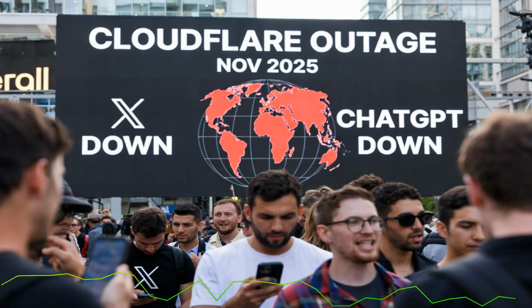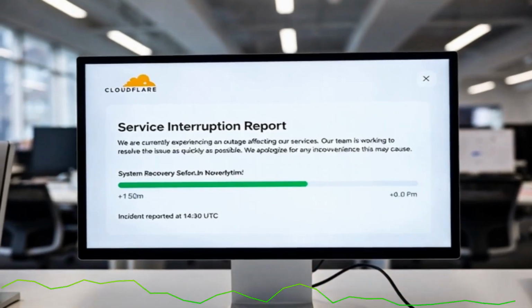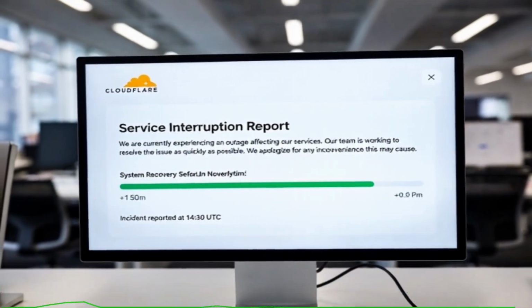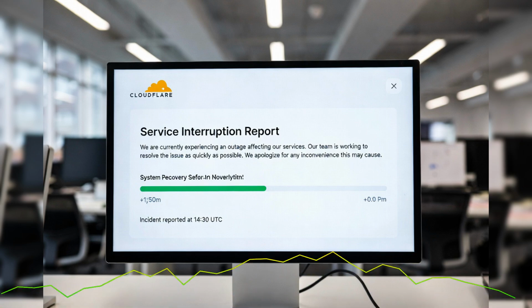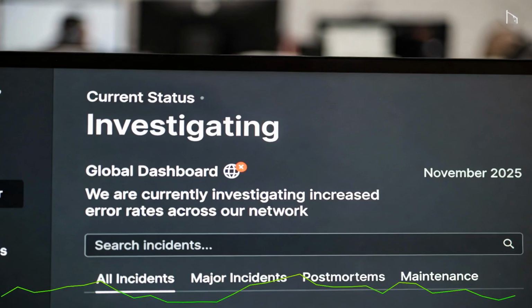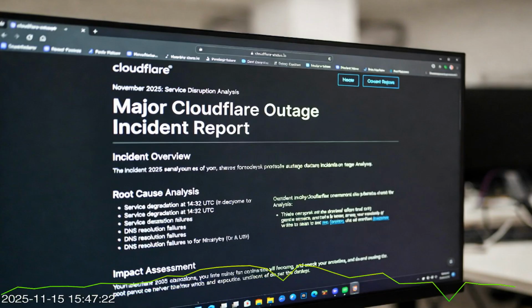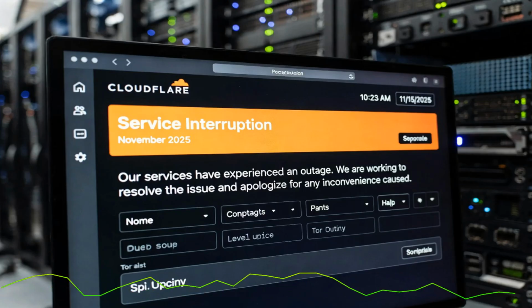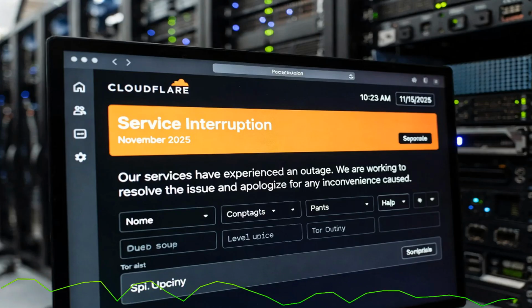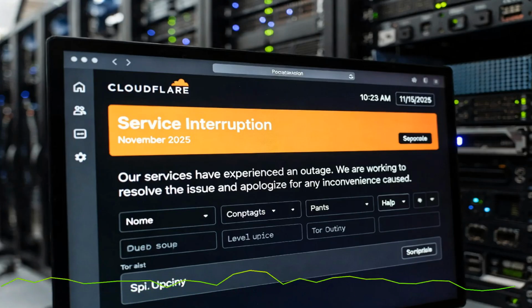At 1400 UTC, your monitoring tools go red. But here is the kicker. Your internal health checks are passing. Your servers are up. The database is fine, but no traffic is coming in. You try to log into the Cloudflare dashboard to disable the WAF, thinking maybe a rule is misfiring. You can't log in. The dashboard returns a 500 error. You are locked out of the cockpit while the plane is diving.